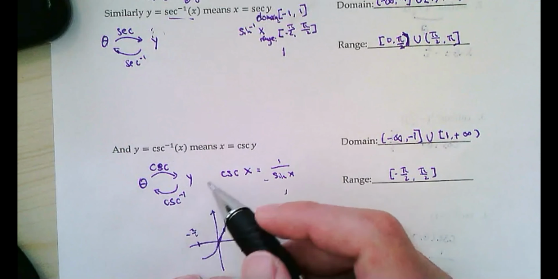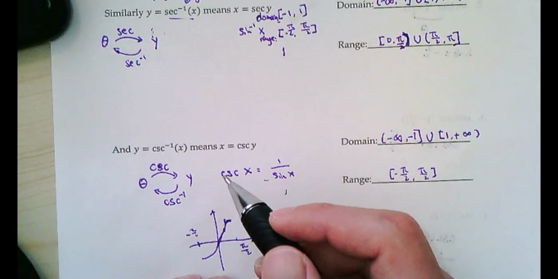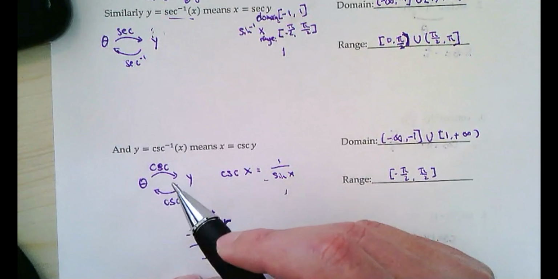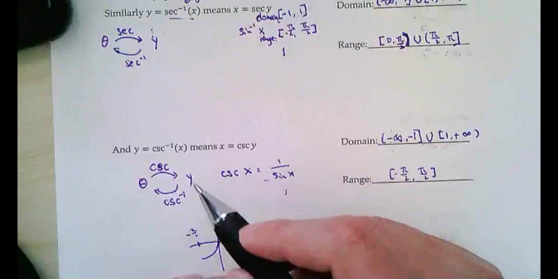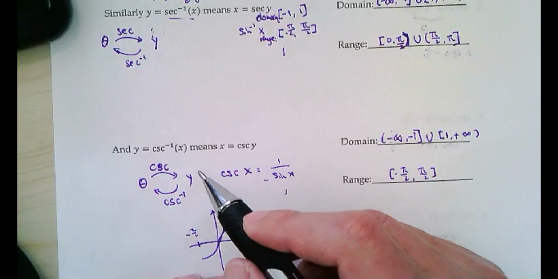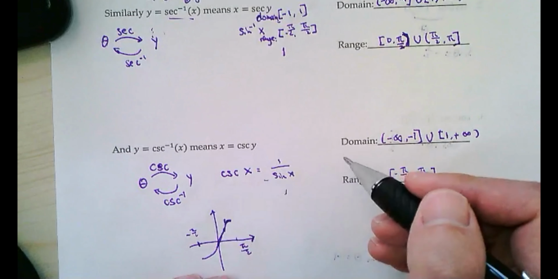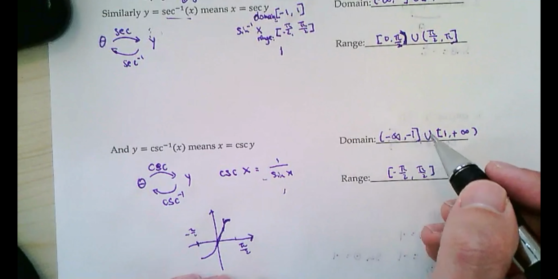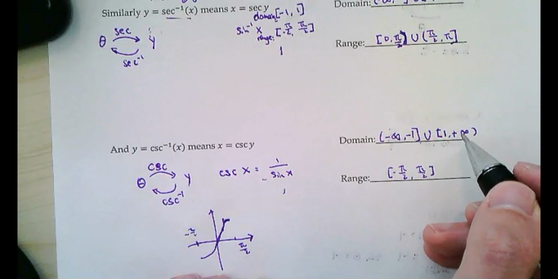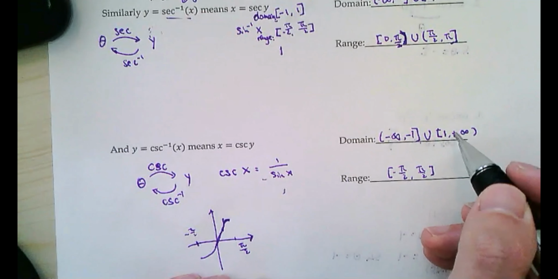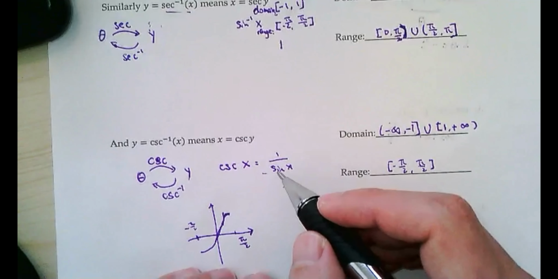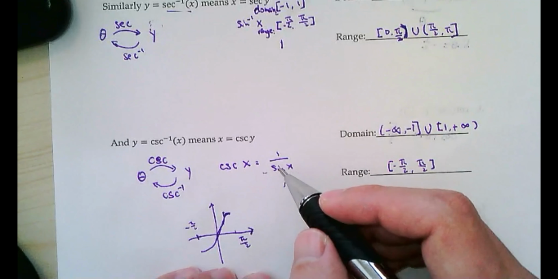To see where the domain is, we need to figure out where the values can be. And according to our Desmos graph, the values can only be in this area. Okay, from negative infinity to negative 1, union positive 1 to positive infinity.